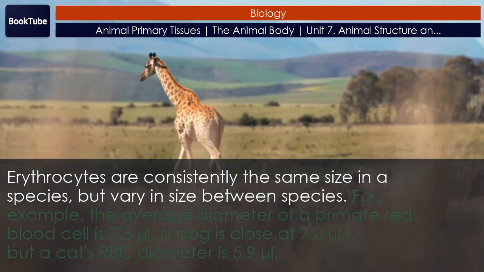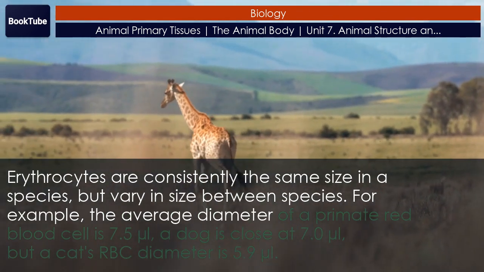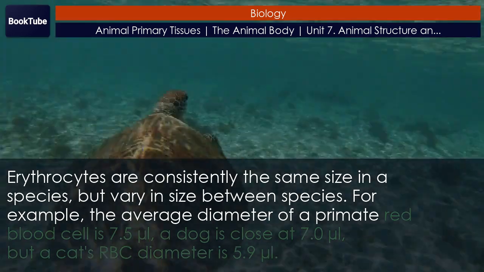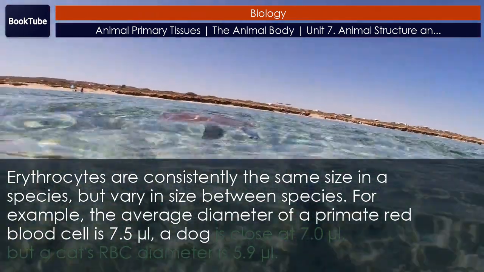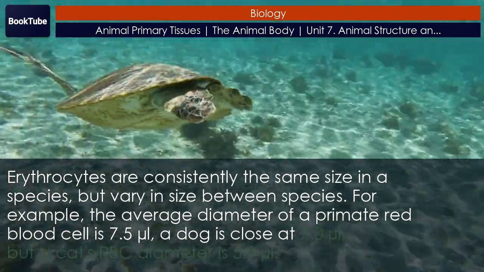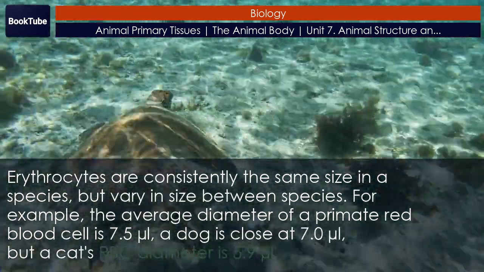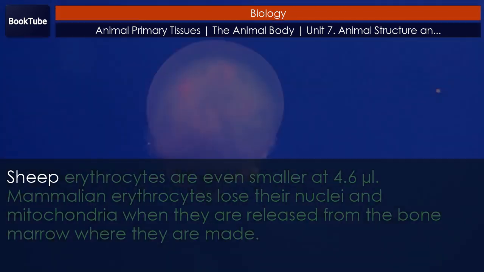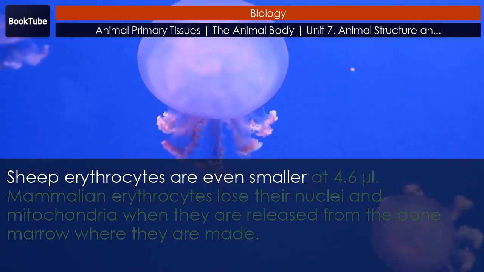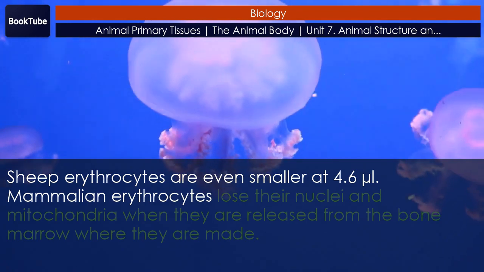For example, the average diameter of a primate red blood cell is 7.5 microliters. A dog is close at 7.0 microliters. But a cat's RBC diameter is 5.9 microliters. Sheep erythrocytes are even smaller at 4.6 microliters.